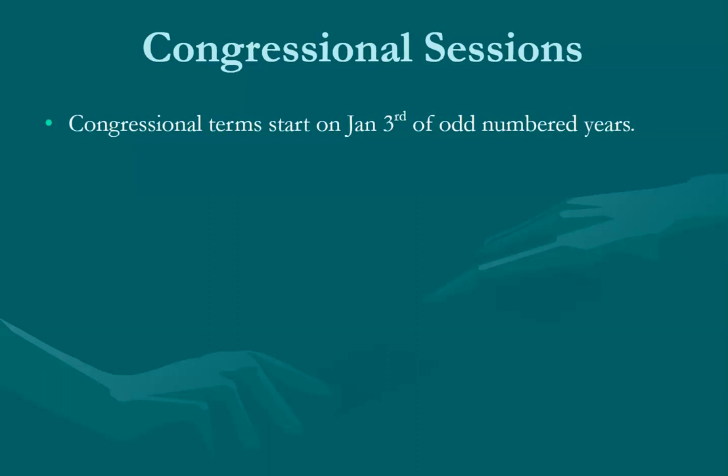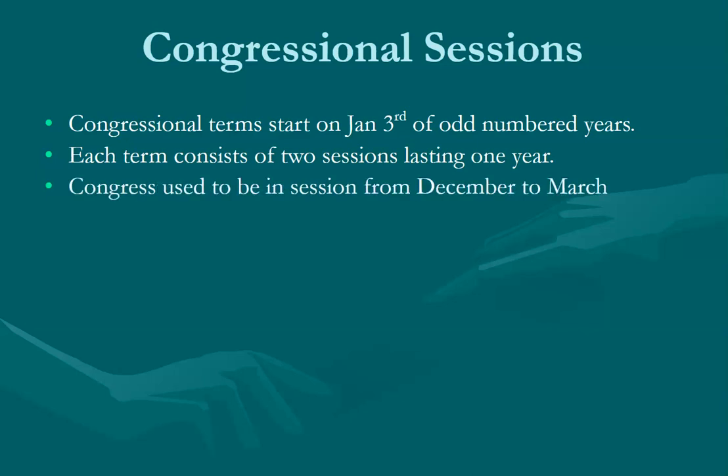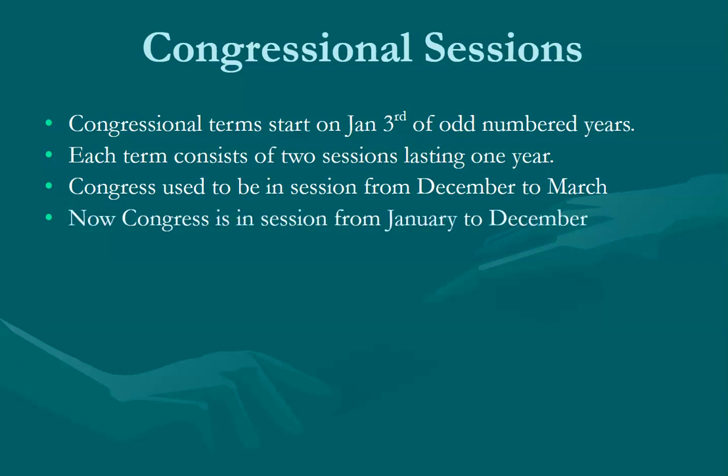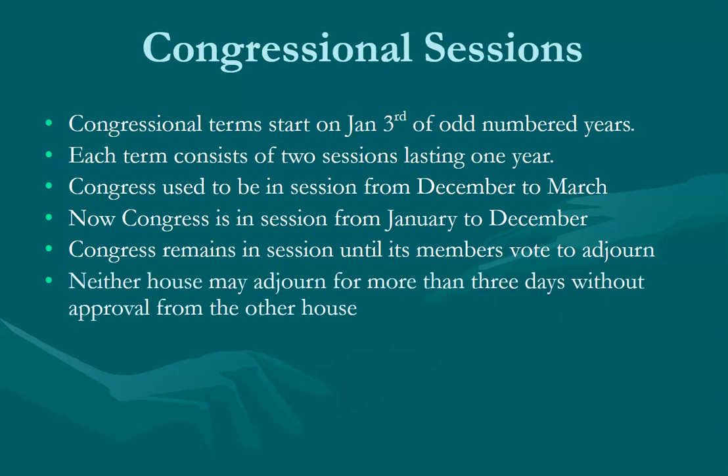Congressional sessions. Congressional terms start on January 3rd of odd-numbered years. Each term consists of 2 sessions lasting 1 year each. Congress used to be in session from December until March. Now Congress is in session from January to December. Congress remains in session until its members vote to adjourn. Neither house of Congress may adjourn for more than 3 days without approval from the other house.